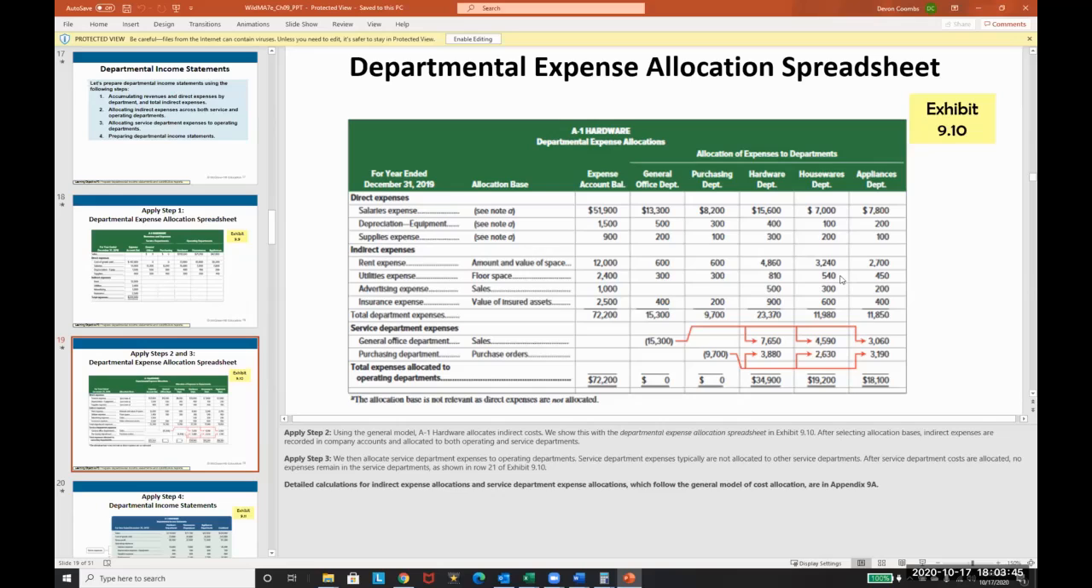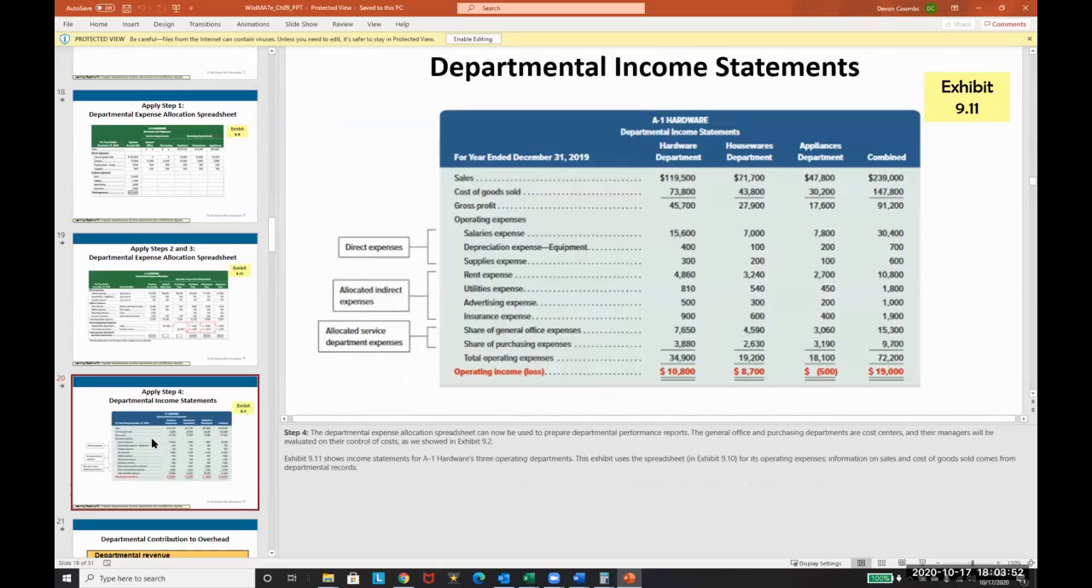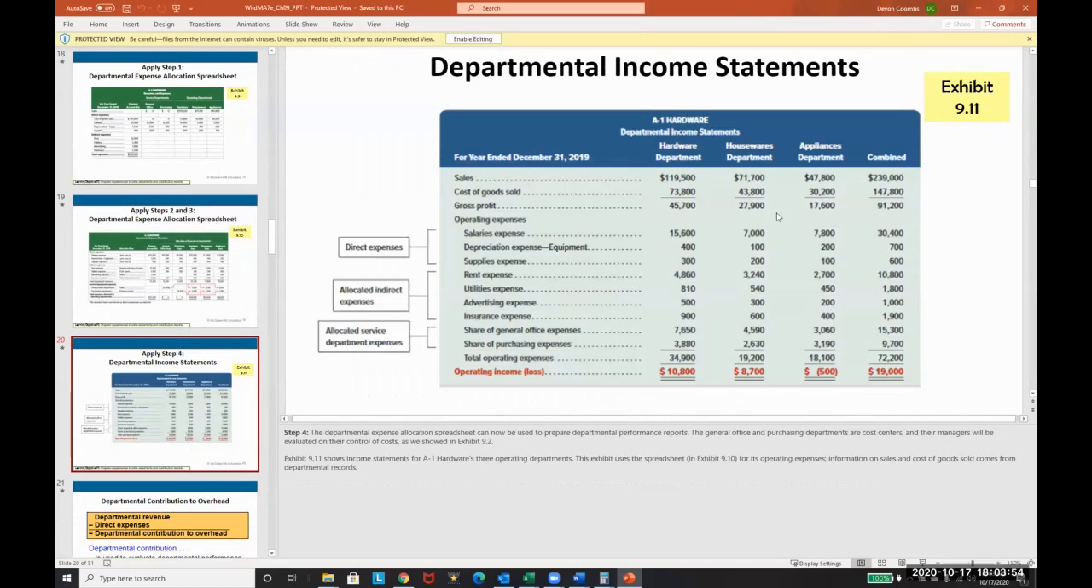And then we also allocate some of these indirect expenses based off of the amount or value of space, floor space, sales, and value of insured assets. And ultimately, we can make the departmental income statements for the profit centers, right? We won't have an income statement for the cost center because the cost center, in theory, is supporting these profit centers. So we have our direct expenses, our allocated indirect expenses, and then we allocated the service costs, because the service costs, or cost centers, are shared costs between the profit centers.